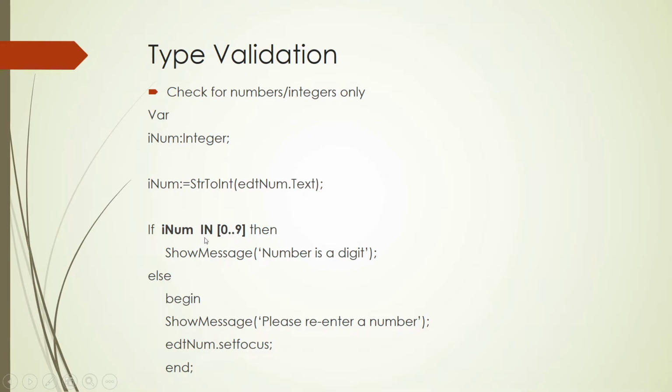And note again, I'm using the in operator. If it is in this range between 0 and 9, both inclusive, then it will display number is a digit. Otherwise, it'll go into my else statement and allow the user to re-enter a number. And note I'm using a procedure called set focus. It'll take the cursor back to the t-edit and allow the user to enter a correct value that is an integer number.